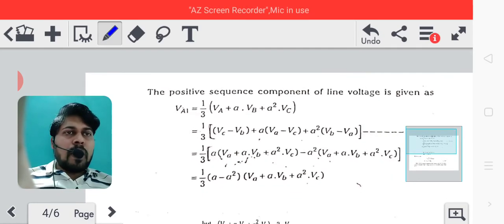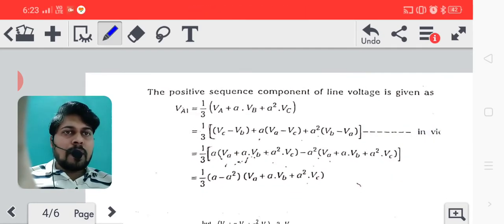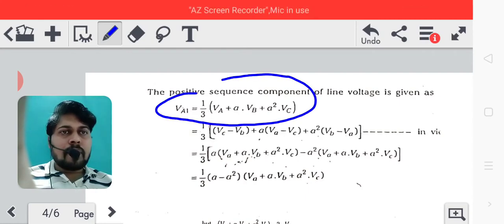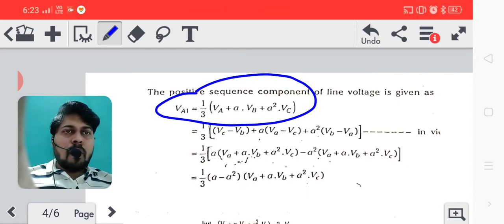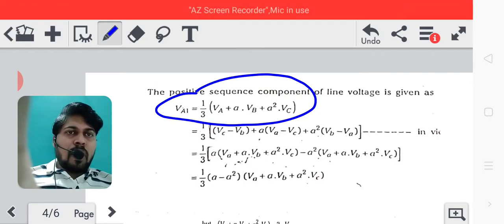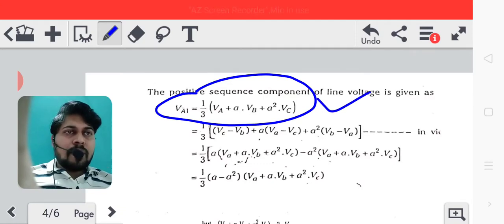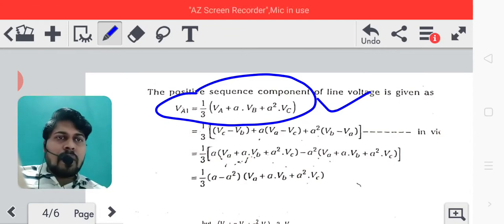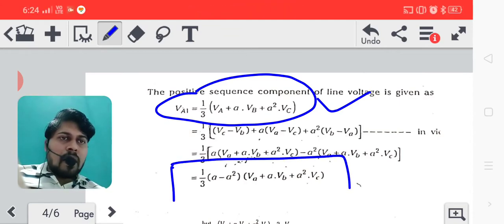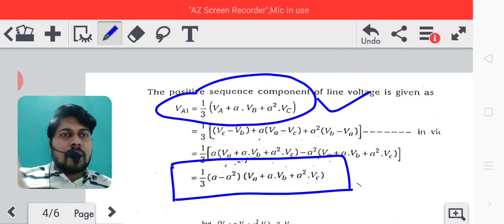the positive sequence component of line voltages as VA1 is equal to 1 by 3 into VA plus a into VB plus a square into VC. You can observe we have also written such expressions for the phase sequence voltages. In the same way, we are writing the positive line sequence voltage like this by using the line voltages VA, VB, VC. After solving this, we will find the positive line sequence voltage like this.